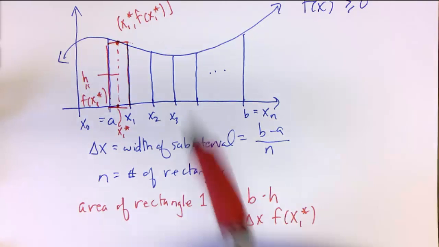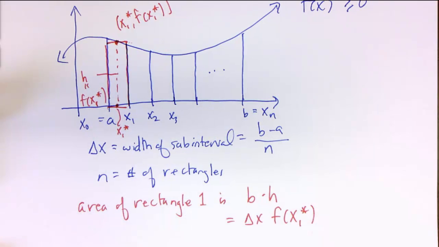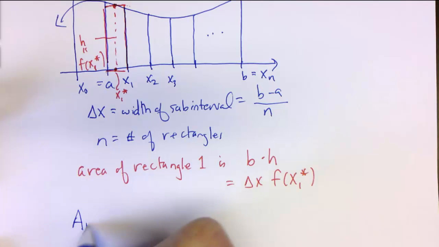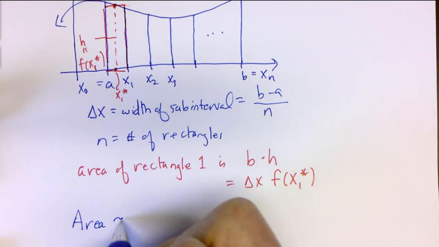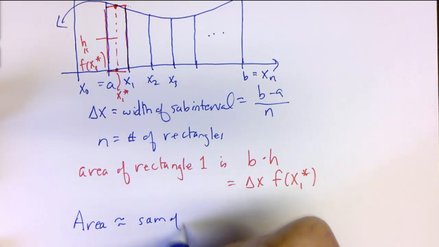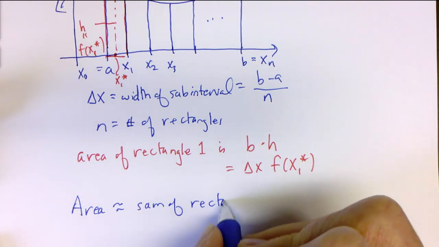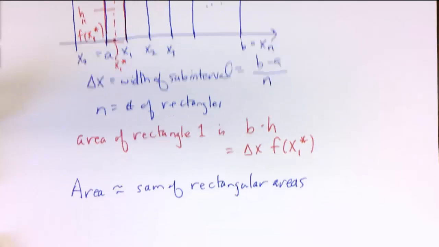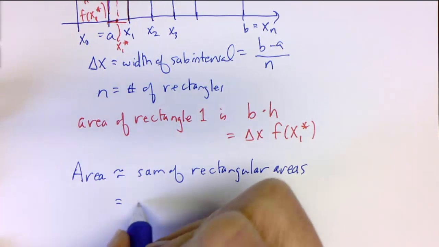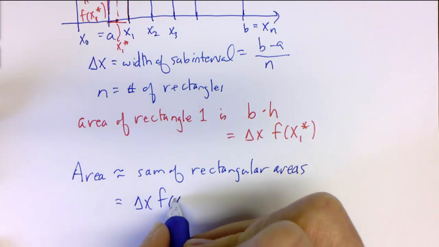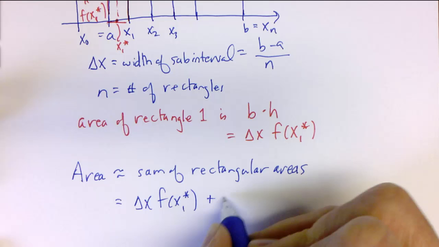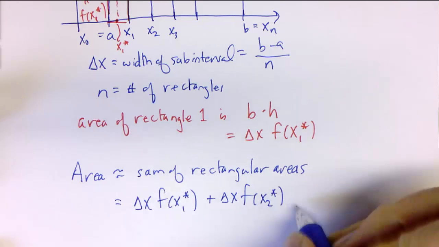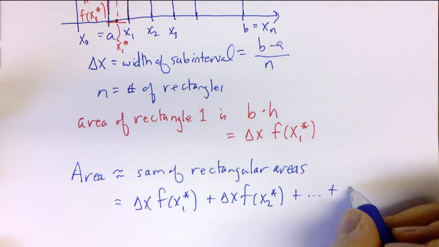All right. Now I need to repeat this for all the different rectangles, all n of them. And when I'm all done, I have a formula that says the area is approximately the sum of the rectangular areas. This is equal to delta x times the height for the first rectangle plus delta x, the base, times the height for the second rectangle. And I have to do this for all n rectangles.